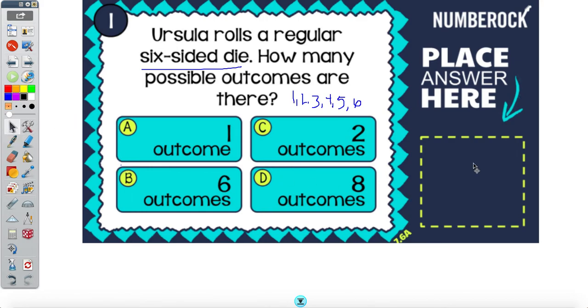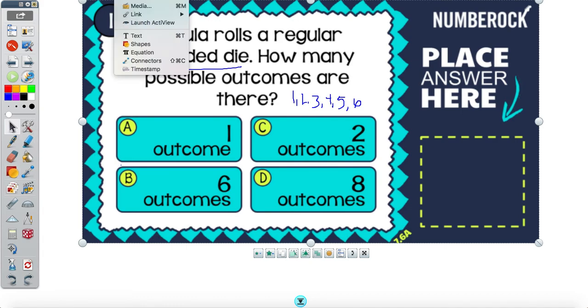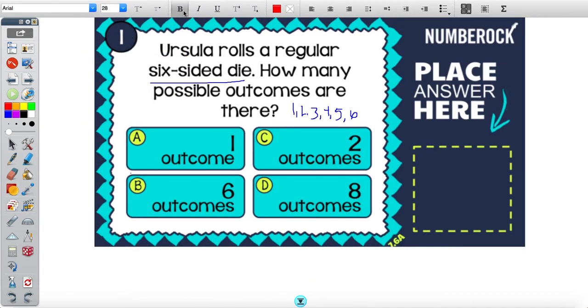So what you are going to do is, with your arrow on your Google Slides, double click on this space, and then type in either the letter that has the correct answer, B, or the answer for that one, 6. You cannot click and drag your answer. You're going to again have to double click and type in the answer you get.